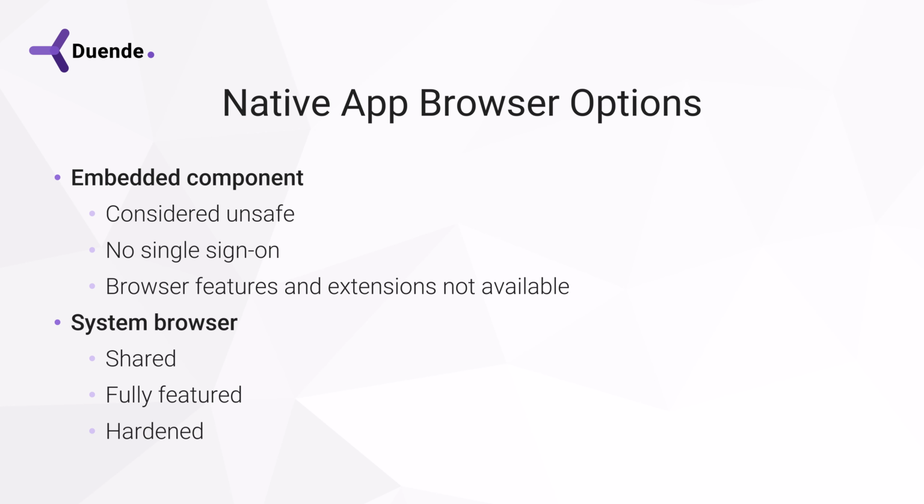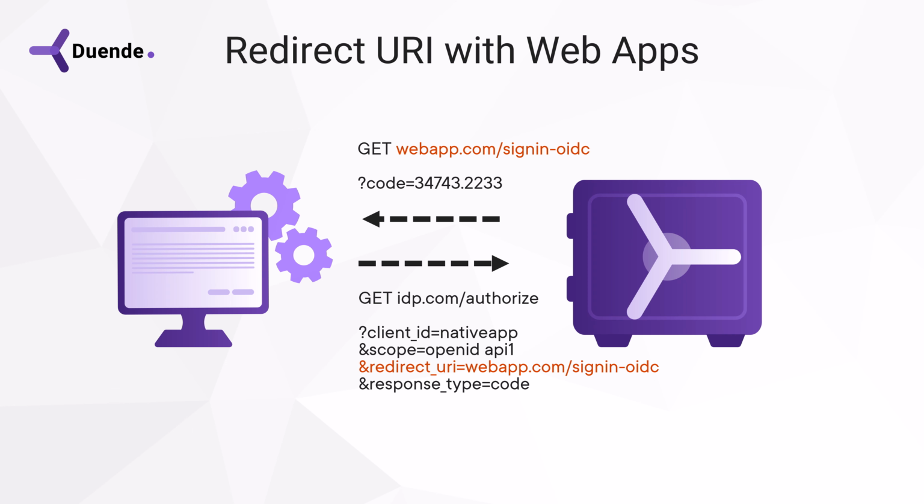A better option is to use the system browser, the default browser of the operating system. That is shared across applications, so single sign-on works while users have access to the browser features they are familiar with. Every mobile operating system provides a special version of the system browser hardened for authentication purposes. But there's a problem we still need to solve.